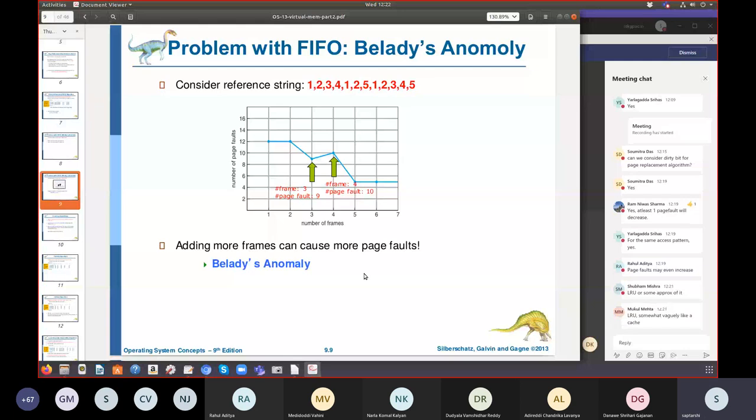Shubham is saying LRU or some approximation of it. Mukul is also saying the same thing. Yes, exactly. That is what we are going towards. LRU means least recently used, right? That is where we are going, but let's proceed. I thought that you would guess the same thing, but let's see.